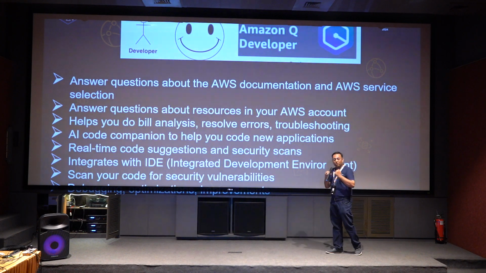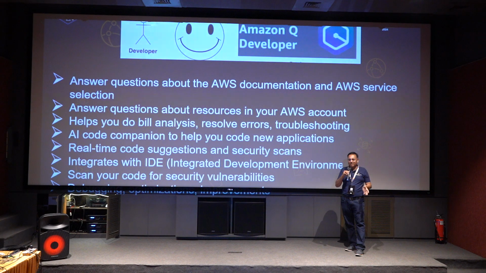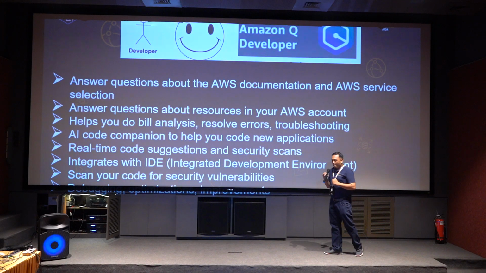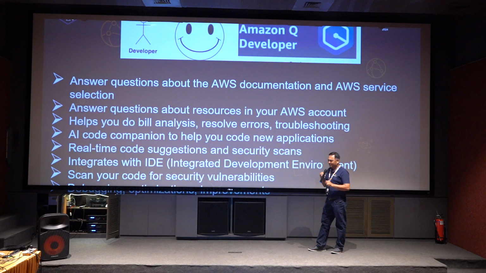Okay? It does code review also. Code review means one developer is writing the code, and another senior developer reviews the code to find out the mistakes. So now that task can be done with the help of Amazon Q Developer. Okay, so this is a very useful tool for developers.